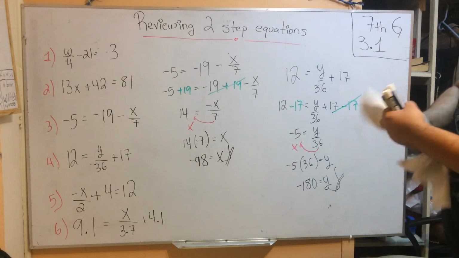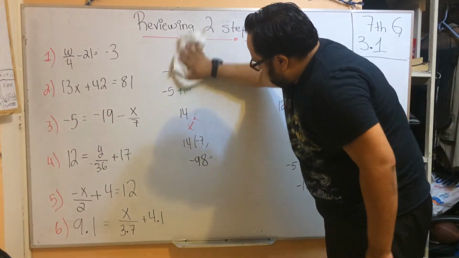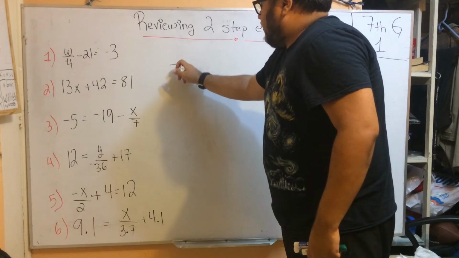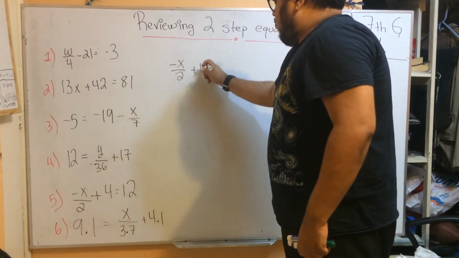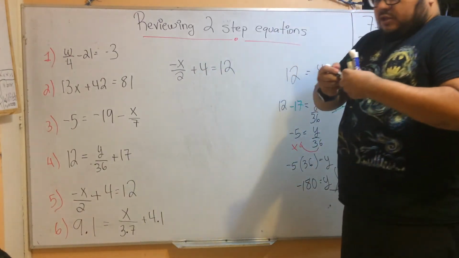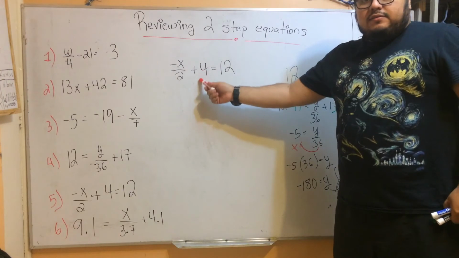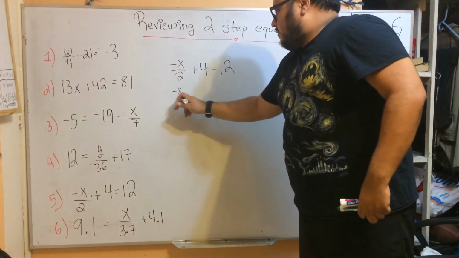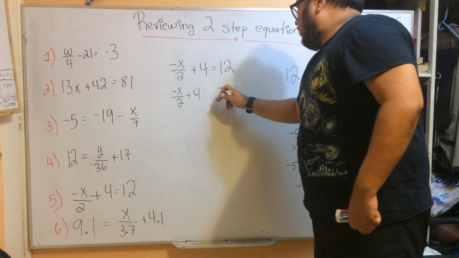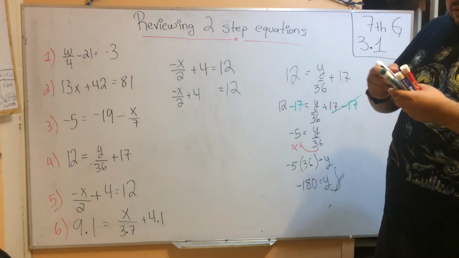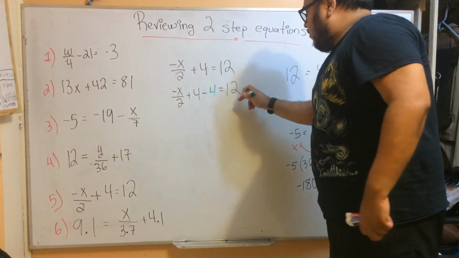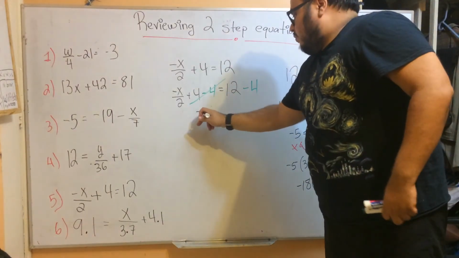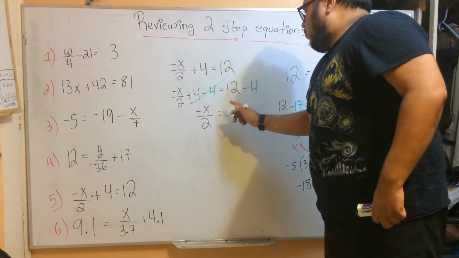Okay, let's work on number 5 and number 6. Okay, let's do another one. Okay, so number 5 is going to be minus x divided by 2 plus 4 equals to 12. Okay, so the first thing we need to do is find a term so that we can eliminate this 4. Okay, so we're going to have minus x divided by 2 plus 4 equals to 12. Okay, so here we subtract 4 and we subtract 4 so that this becomes 0. Okay, then we have minus x divided by 2 equals 8.